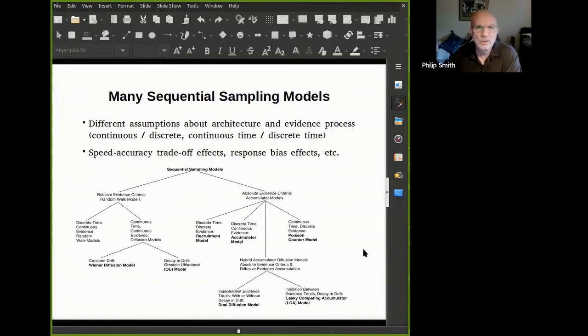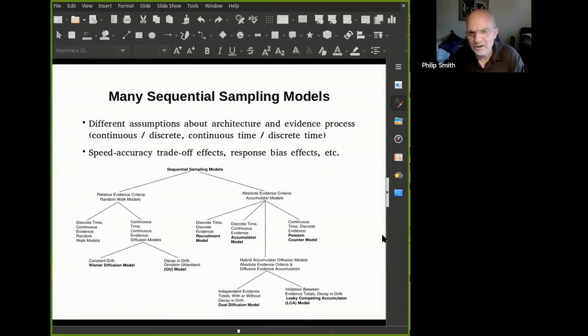Now, there are lots of these models. There are lots of sequential sampling models. This shows a partial taxonomy of them. I'm not going to go through this in detail. I just want to comment that they differ both in terms of architecture and in the process used to model evidence accumulation. By architecture, I mean whether evidence is accumulated as a single total or separately for every response. By process, I mean whether it's accumulated in discrete chunks or continuously distributed amounts, and whether it accumulates in discrete time, that is, the process ticks like a clock, or continuously.